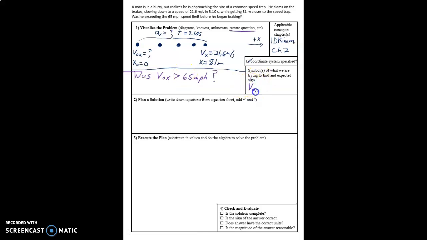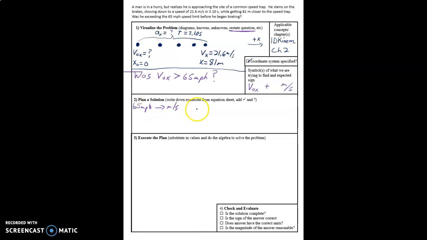So we want to find v naught x. We expect v naught x to have a positive value because we picked to the right to be positive, and he was traveling to the right at the end. And then we expect the units to be meters per second when we're solving this in our SI units, and then we're going to have to do a unit conversion at the end. So part of our plan is to say take 65 miles per hour and convert it to meters per second.